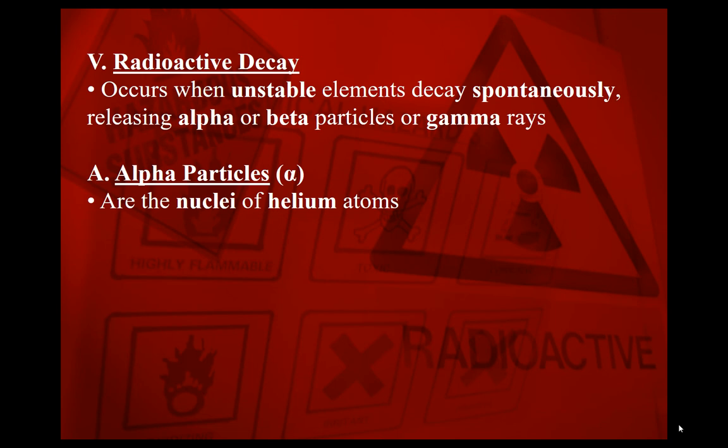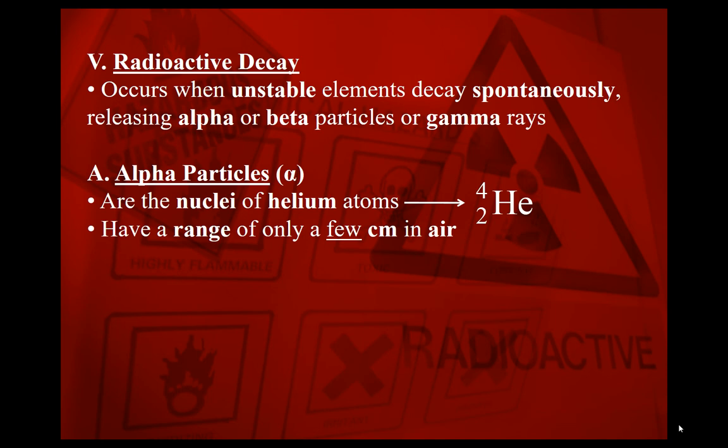Alpha particles are the nuclei of helium atoms. So it's just helium with the outer electrons that have been stripped away. Since helium would have 2 electrons normally, you take those 2 electrons away, and an alpha particle would have a net charge of 2+. An alpha particle in nuclear notation can be represented by 4,2He, or you could write down 4,2 alpha if you wanted to.